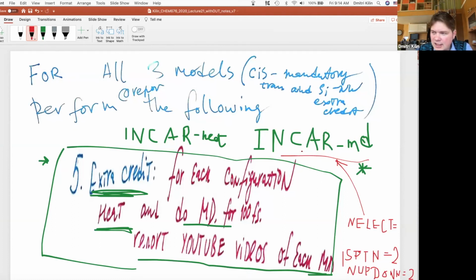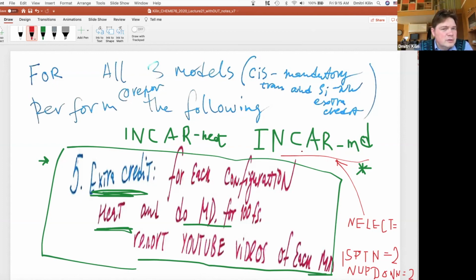And the essence of this task, which later on we will practice for the project, is that modification of electronic configuration changes the pathway of how molecular dynamics is going on. Kaya, please formulate your question.